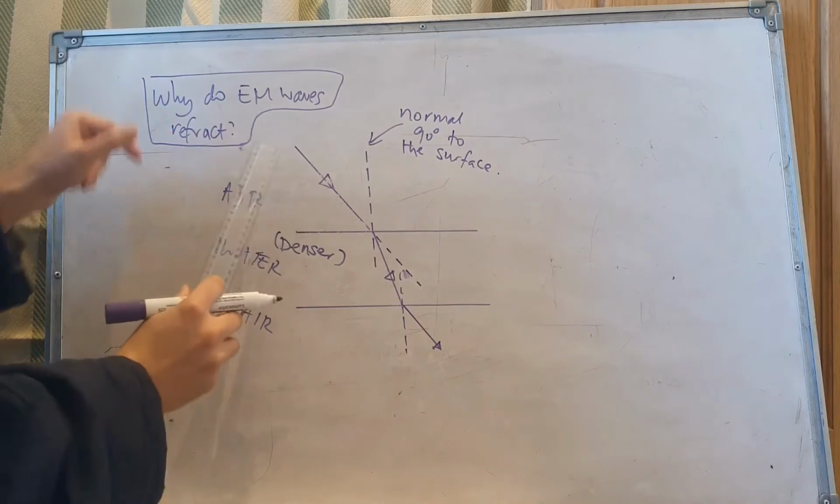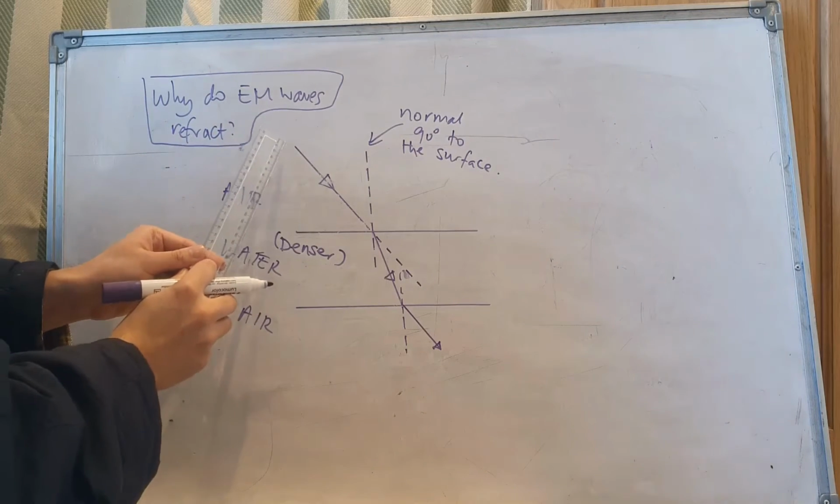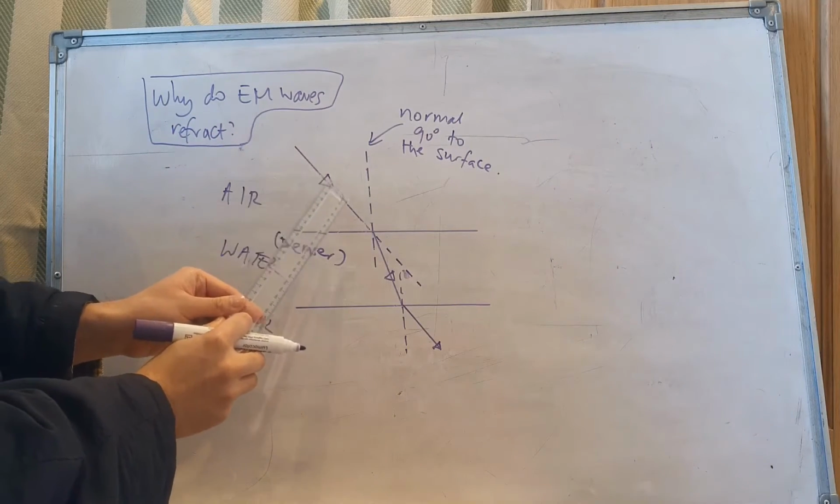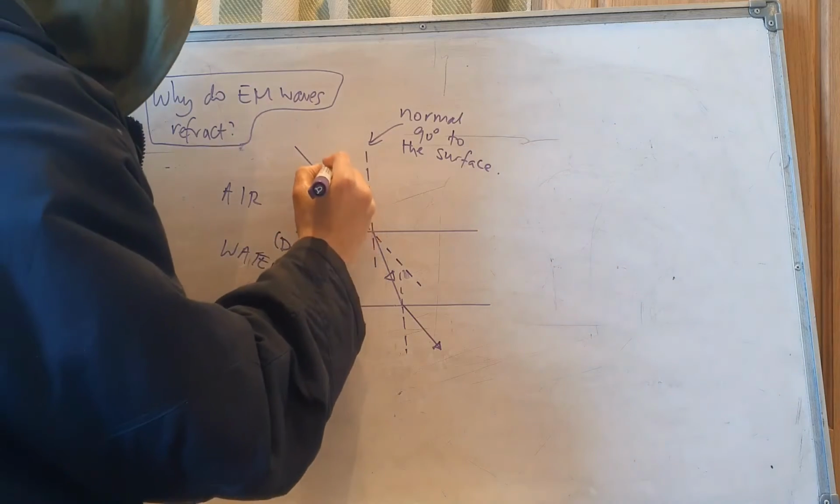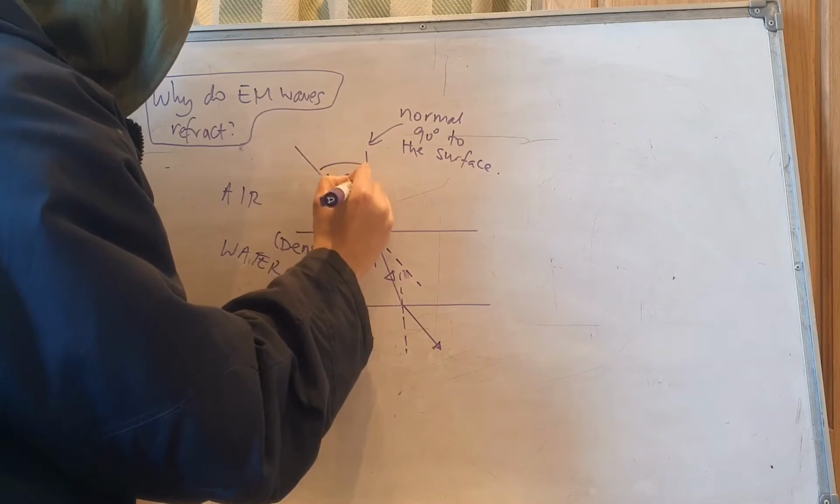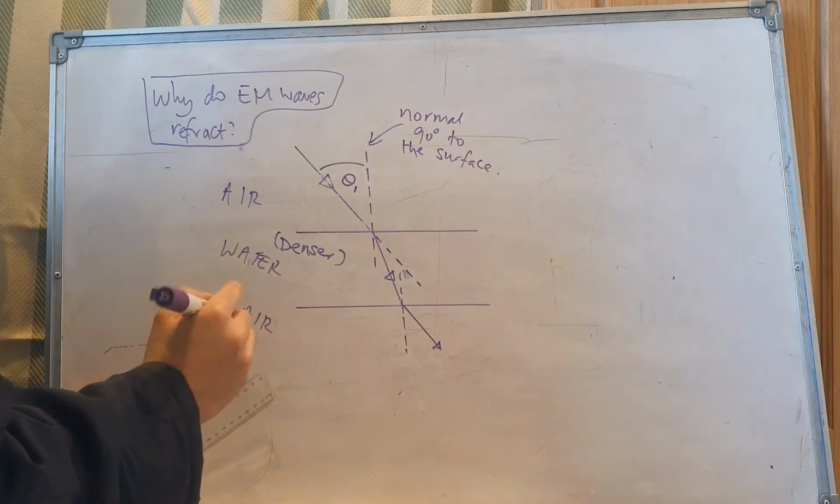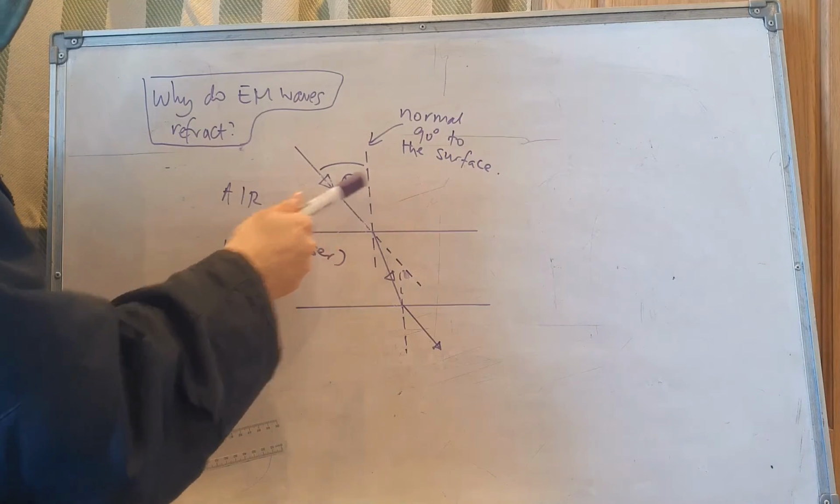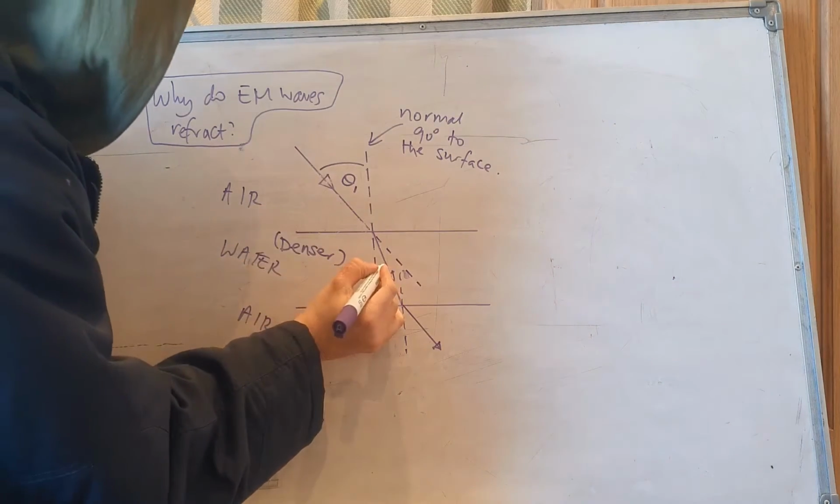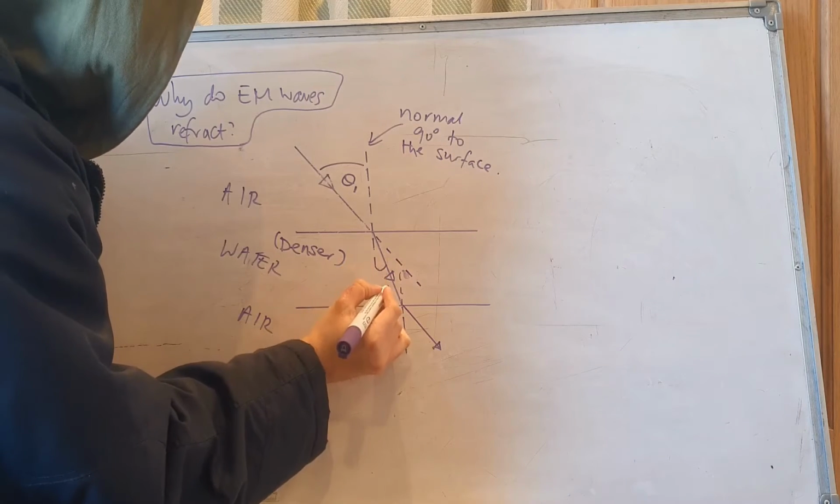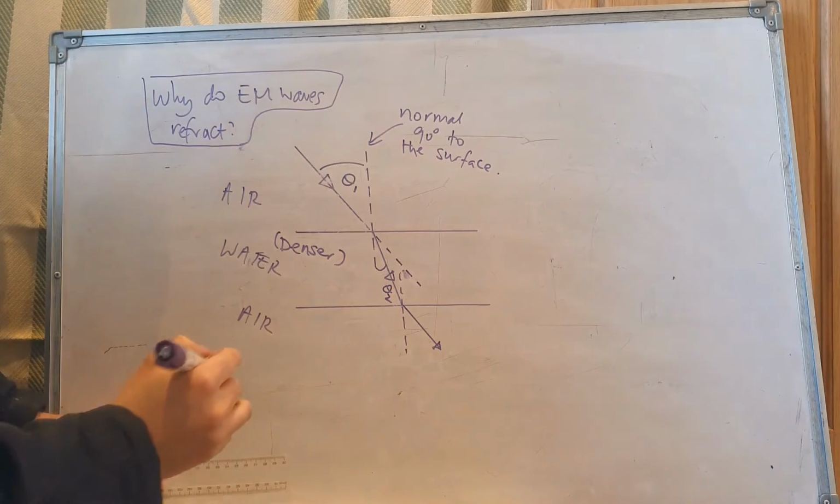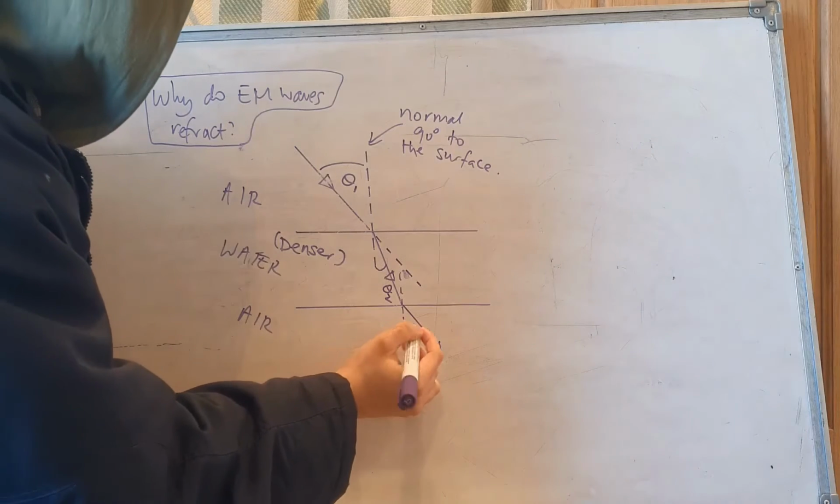All right, so this is what happens. The light ray hits the surface at an angle. So let's just say this is θ1, and the angle is always between the normal and the ray. So here would be θ2, and this would be θ1.